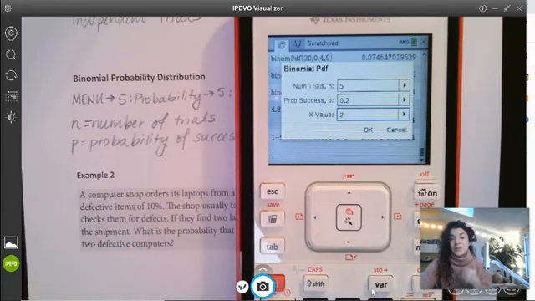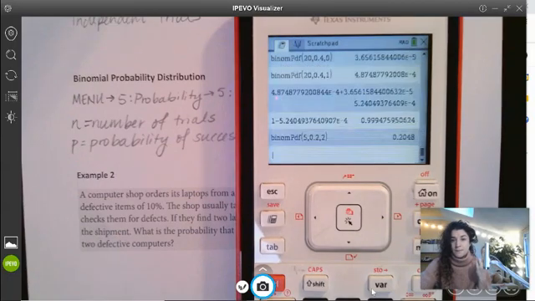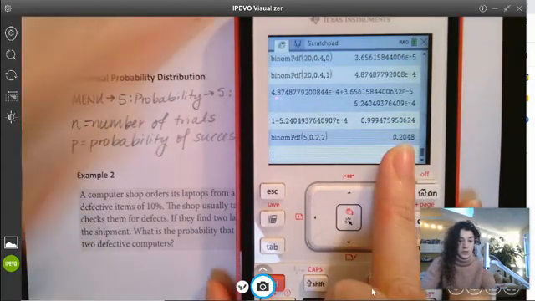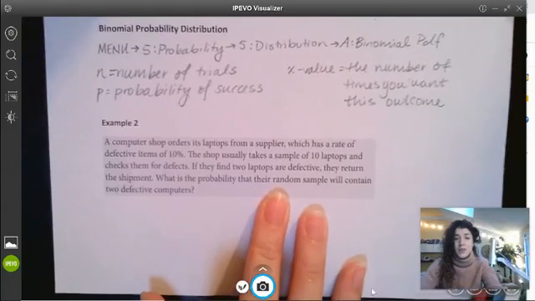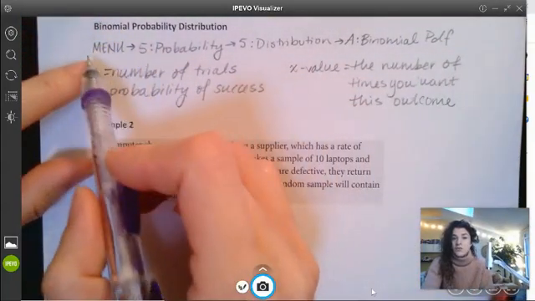So if I just type in 2 here, because we want the probability that there were 2 figures, we press enter, and we get 0.2048, which, hey, is the answer we got above. So that's just really quickly how you use your TI Nspire.